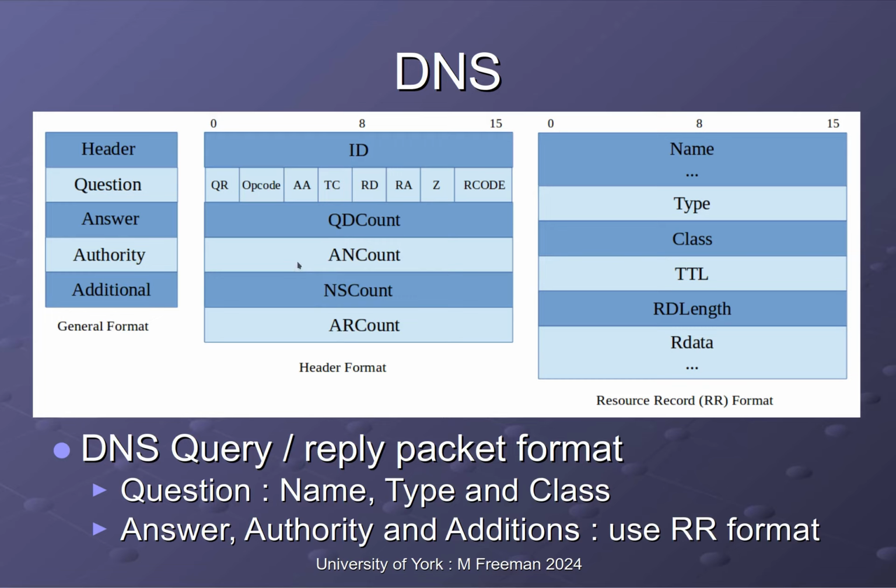So your DNS packet here will have an ID, an identifier number. It will have some various flags to indicate whether this is a query or response, what types of DNS queries you want to do, your response codes, if there are any errors. So all of that is in the header.